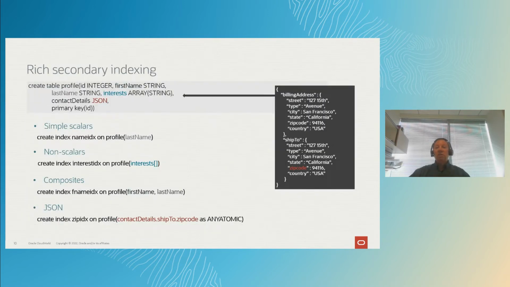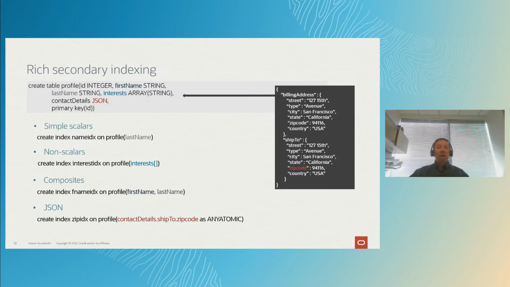We offer a rich set of secondary indexing with indexing on just about anything. We use standard JSON dot notation to access fields within a JSON document. It's very intuitive and simple to use. Looking at the create table statement at the top of the slide, we have a table with several different columns in it. We show an example of creating a simple scalar with the name index.